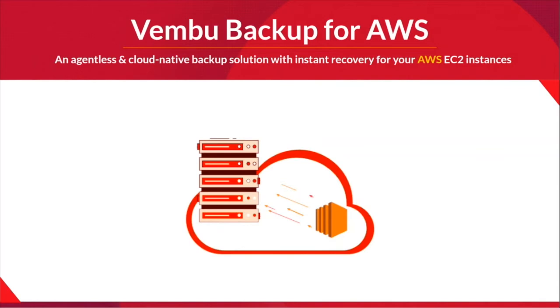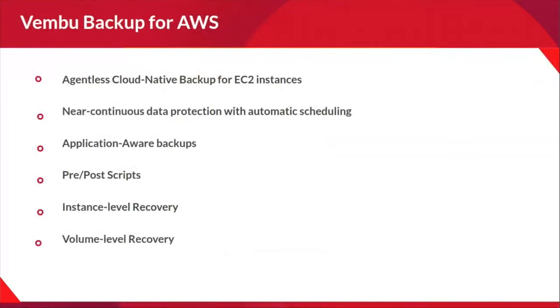All the snapshots of the target instance will be stored in the same account from which they are backed up. When the need arises to restore an instance or a volume from a particular restore point, you can recover and launch the required instance in the same account instantly. Great, isn't it? These are a few of our key features available in Vembu Backup for AWS.